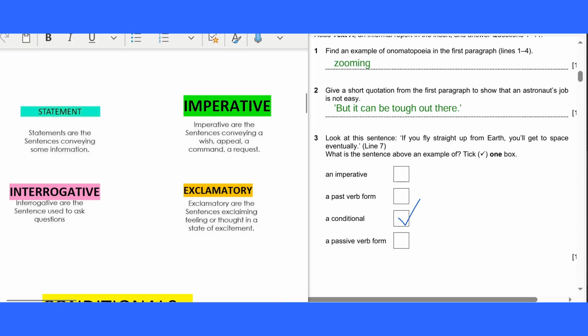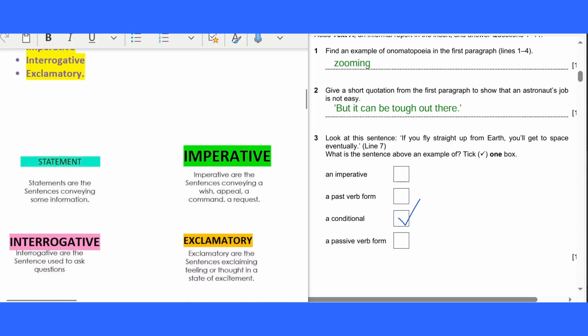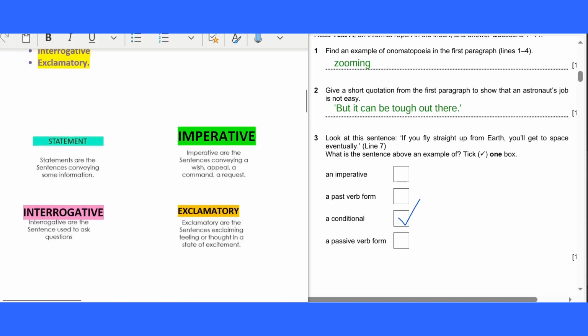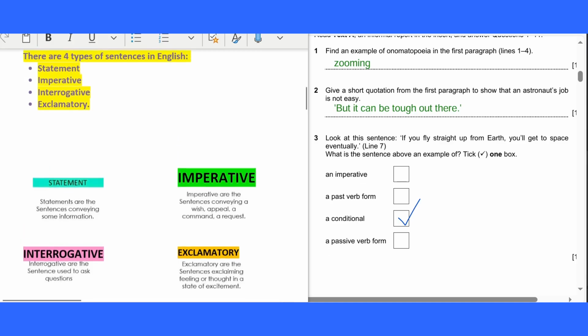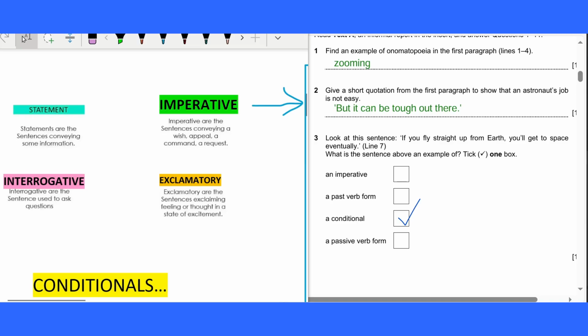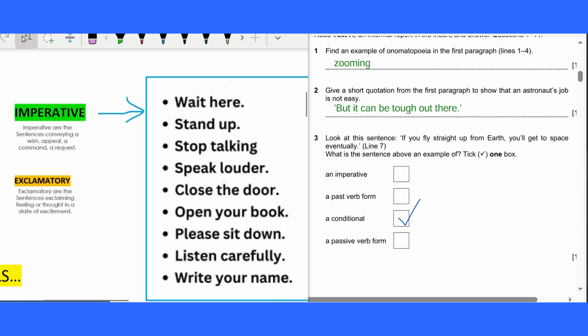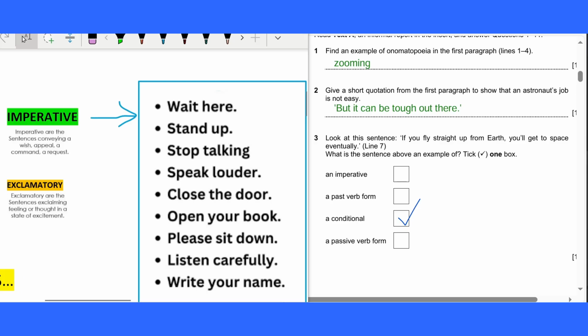Interrogative are the sentences used to ask questions. Exclamatory are the sentences exclaiming feeling of thought in a state of excitement. So there are 4 types of sentences in English, and these are the definitions. So I hope it's clear what is the meaning of imperative. Right, so that is imperative. So statement is just a statement, interrogative is a question, exclamatory is sentences exclaiming feeling or thought with exclamation marks, and then imperative, these are the examples of imperatives. Wait here, stand up, stop talking. So it's like a command, request, appeal, or wish. So I hope it's clear the topic about imperative.